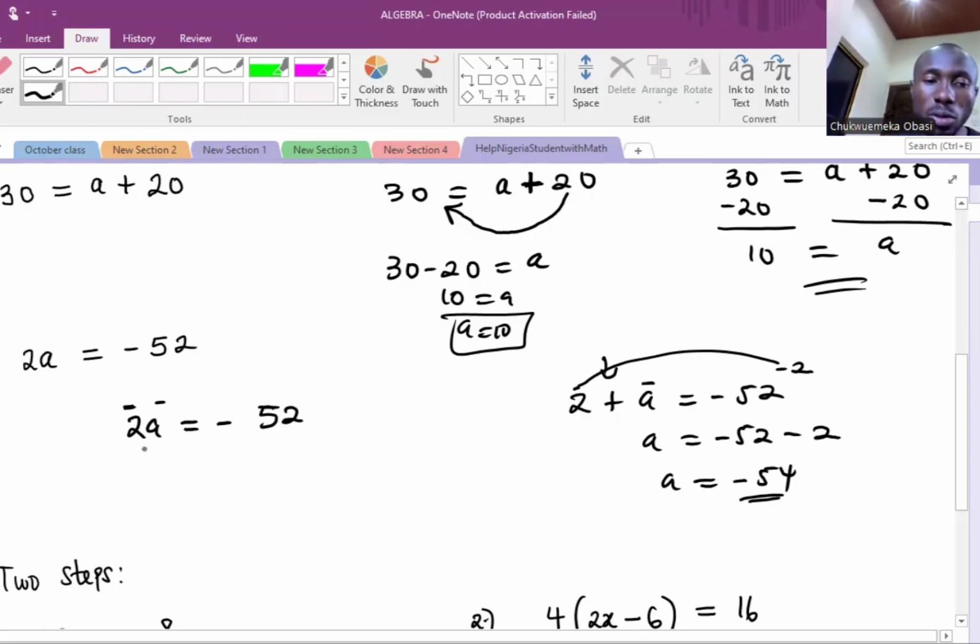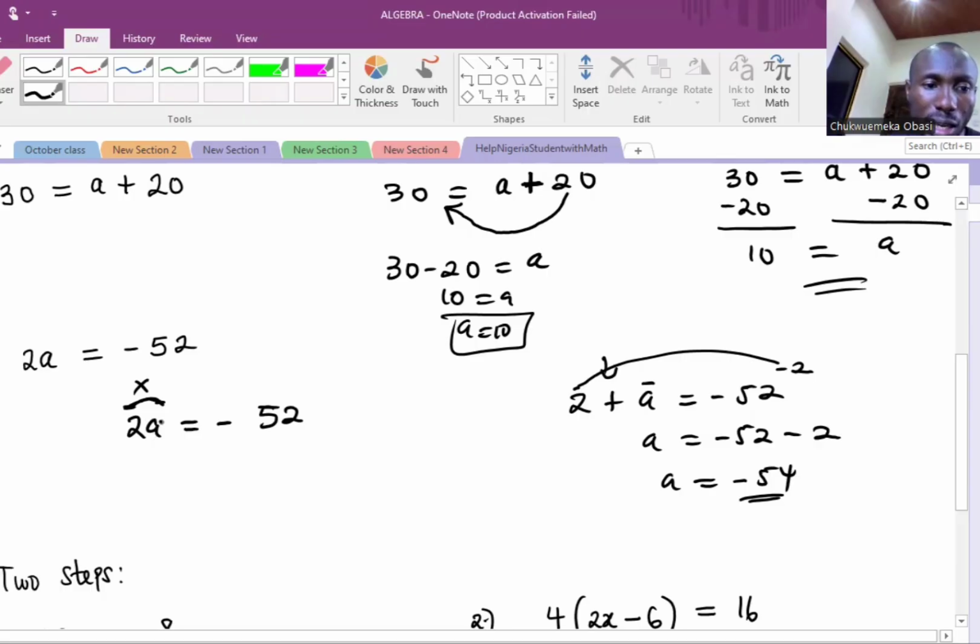But in this case, how are you going to solve this problem? You're not going to subtract 2 from both sides because the relationship between 2 and a is multiplication. Now, the inverse of multiplication is division. So for you to get rid of 2 from a, you have to divide both sides by 2. So that is how to go about it.